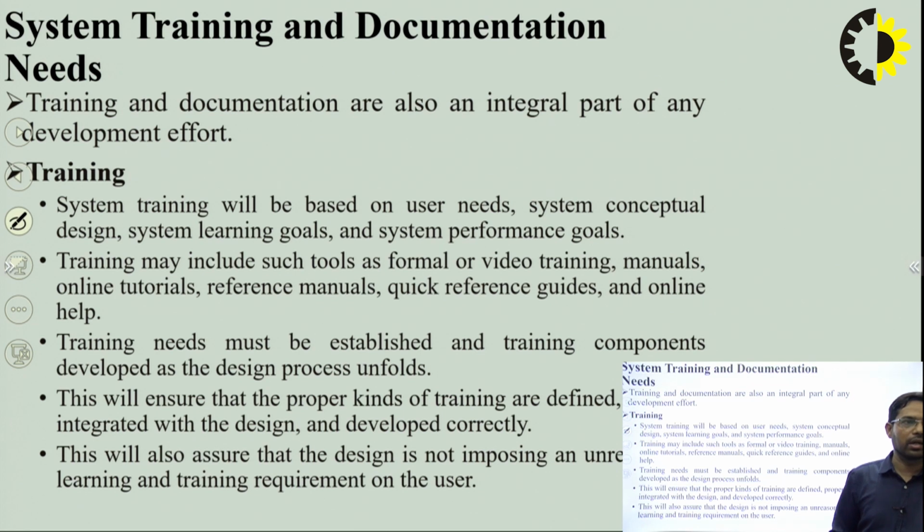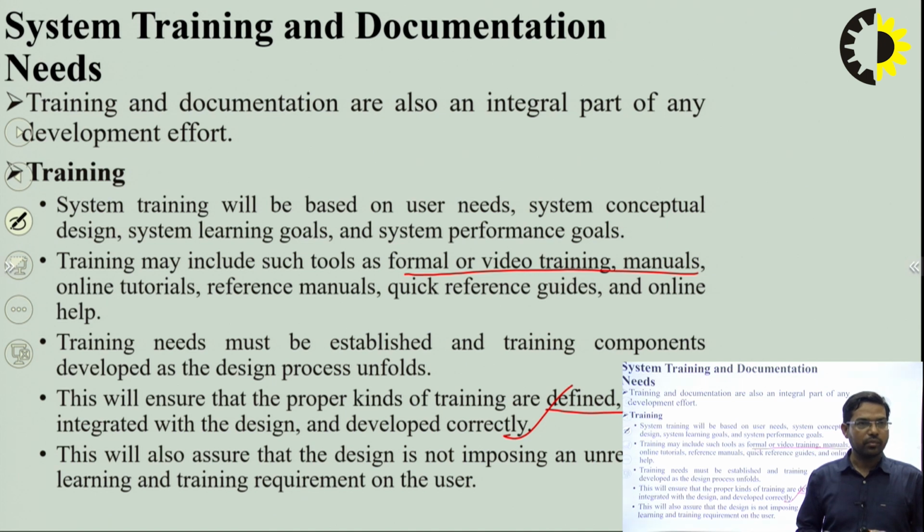If the user is intermediate, then we just have to provide the information: system conceptual design, system learning goals, and system performance goals. Training may include such tools as formal or video training manuals, online tutorials, reference manuals, quick reference guides, and online help. Needs must be established and training components developed as the design process unfolds. This will ensure that the proper kind of training is defined properly, integrated with the design, and developed correctly. This will also assure the design is not imposing learning and training requirements on the users.